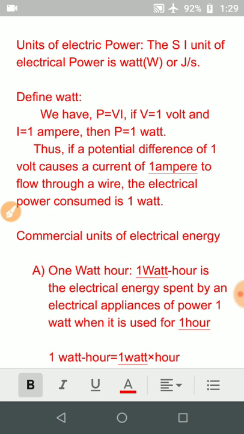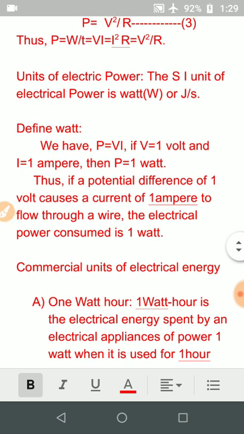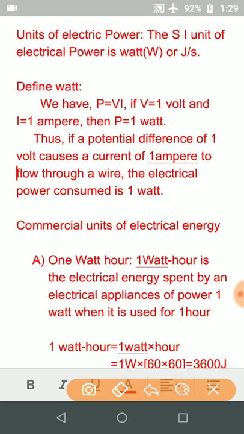That is, applying here, P is equal to 1 into 1, that is equal to 1 watt. P is equal to 1 watt.